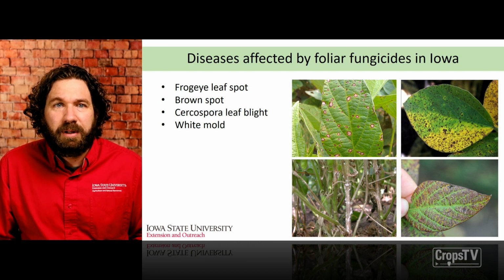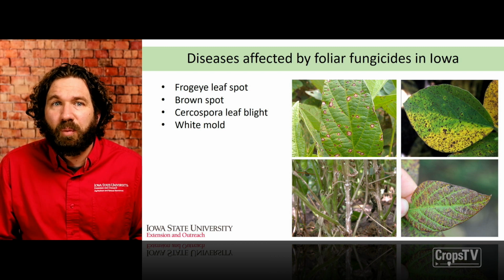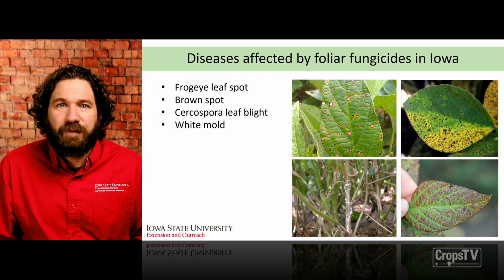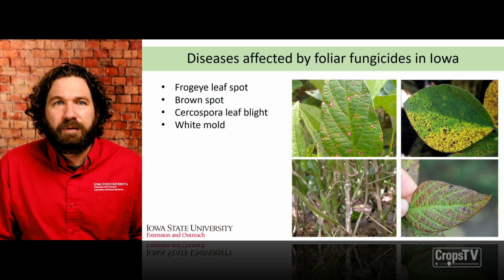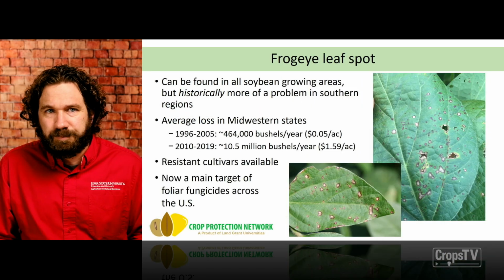Brown spot would be another one. Crossbar leaf blight is one that we're seeing more and more of, and then white mold. Take white mold off the list. We're going to talk about that in a different slide set right after this one. So let's focus on frog eye, brown spot, or crossbar leaf blight. Those are the ones that are probably going to be affected by that foliar fungicide application.